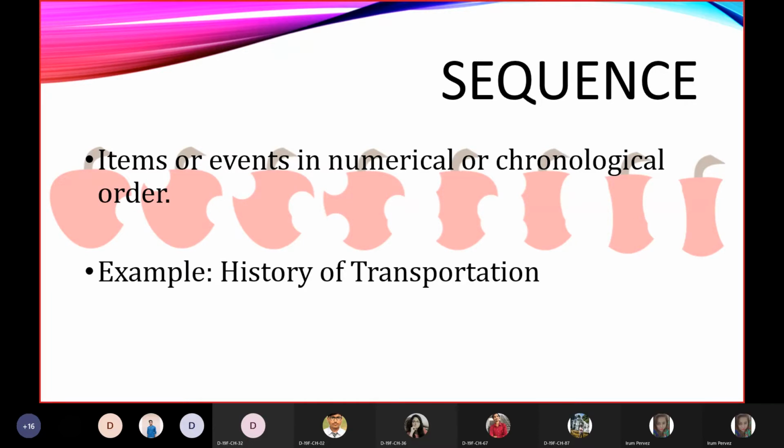There are two different ways of writing on even one topic. You can write expository on transportation as descriptive, or you can write expository on transportation as in sequence. I hope it is clear. Let me know if it is clear so that we can move ahead. Descriptive and sequence are two different ways of writing.